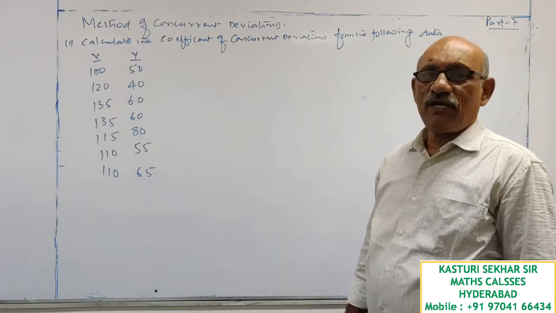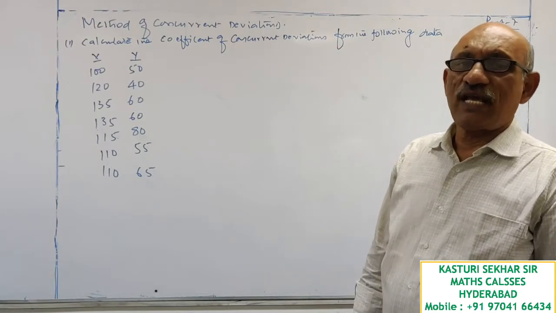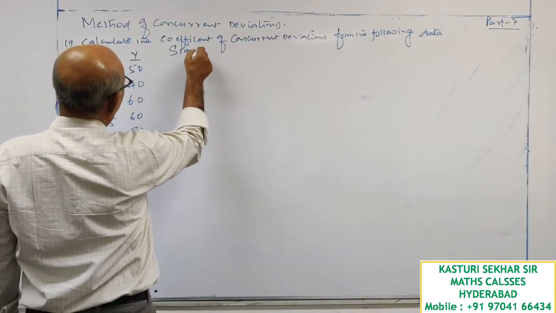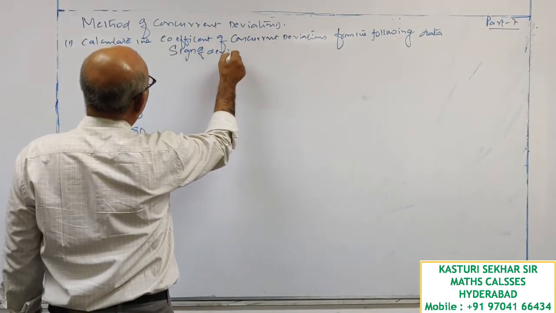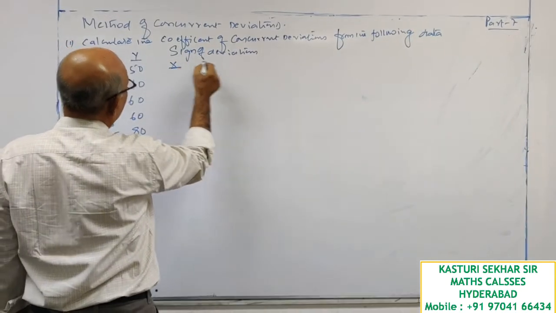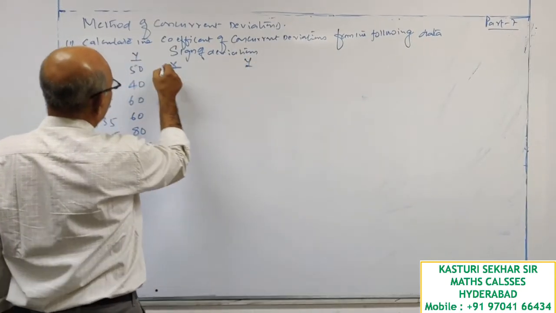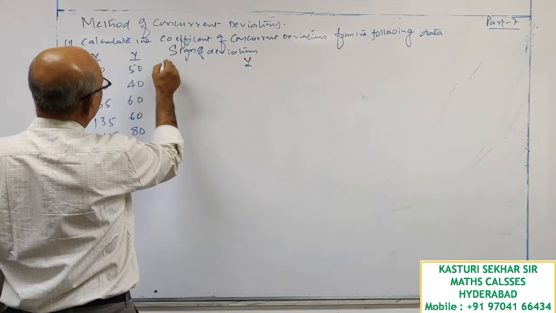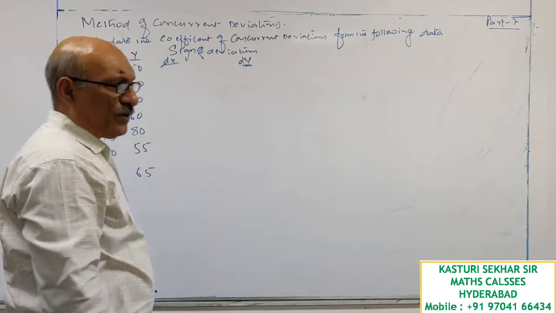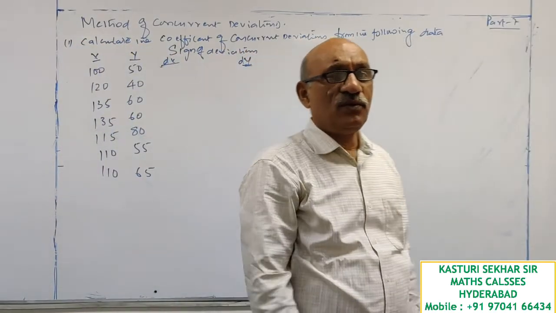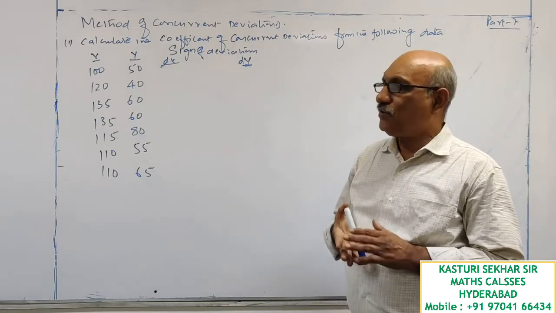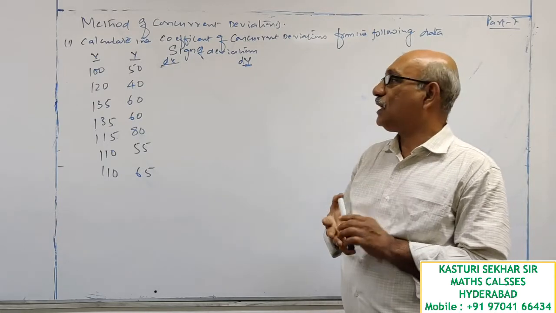Method of concurrent deviations is based on sign of deviations. So let us see the solution. Sign of deviations. This is for X series and this is for Y series. Dx, let us take dy. What I'll do here, succeeding value is compared with the preceding value.